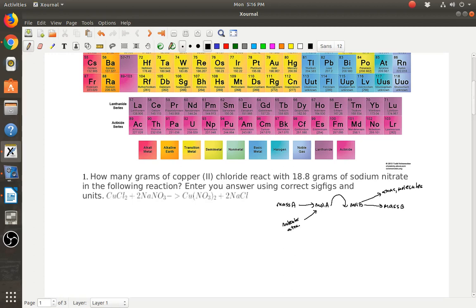Okay, now in this case, we're going to identify where we are. So we have 18.8 grams of sodium nitrate. So I got to find sodium nitrate. This is it, sodium, and that's the nitrate ion. So 18.8 grams. How many grams of copper 2 chloride? Well, that's this here. One common error was people did not write the unit with their question mark or what was given. And so they didn't know where to start. The unit helps you to know where to start.